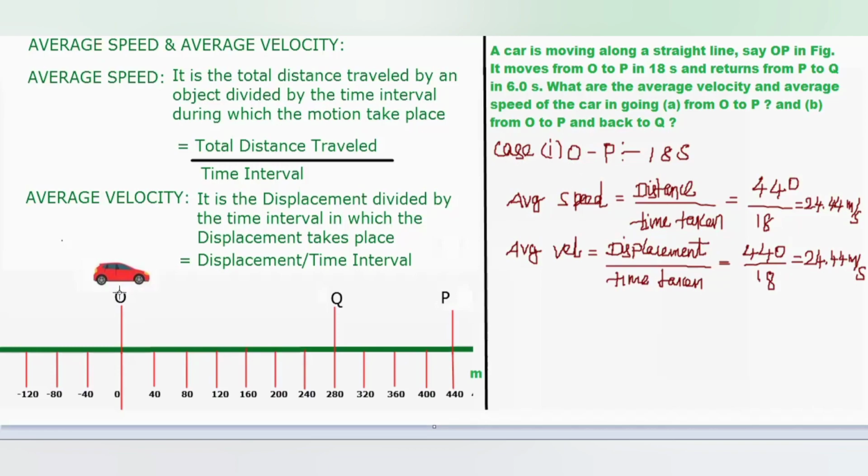So for O to P, this is the initial position and this is the final position. So xf minus xi is 440. The time interval is 18. When you divide, we will get 24.44 meters per second.